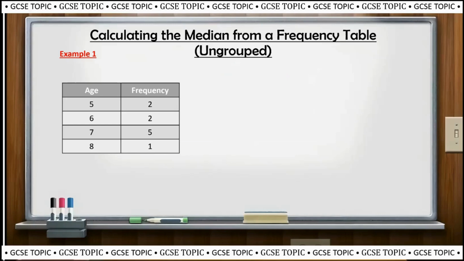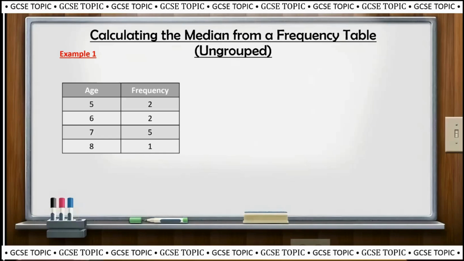Welcome to MrKhanMaths, and in this video, we will be working on a popular examination topic on how to calculate the median from an ungrouped frequency table. Before we go into the examples, it is important to understand what median is. Median is the middle number in a sorted list of numbers. There are two ways in which the median can be found when working with ungrouped frequency tables.